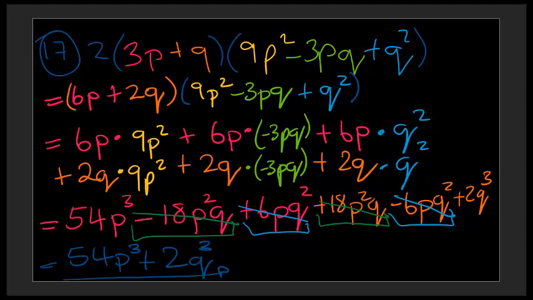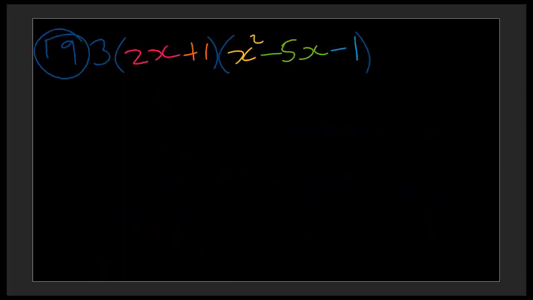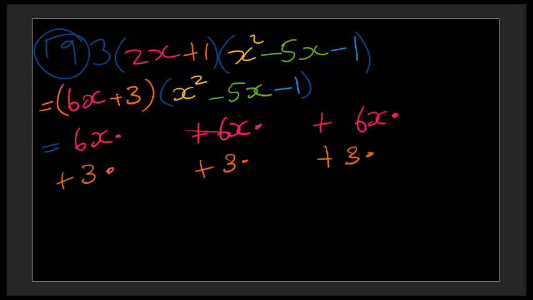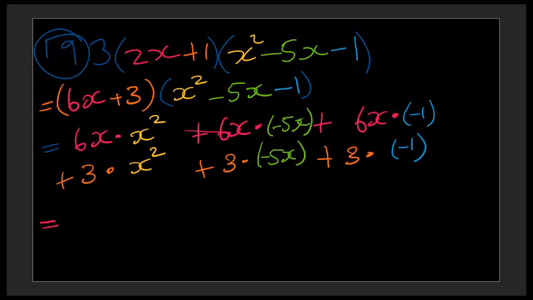That's my final answer. And then our last one for this section. So we again have an external term, that's 3 multiplied by the binomial and then multiplied by the trinomial. So what we're going to start out with is 2 times 3 is 6x plus 3. That's our first bracket, and our second bracket remains the same. So we start with our pink, orange, yellow, green, blue. Okay, let's get it done.